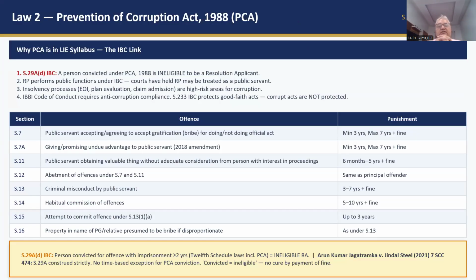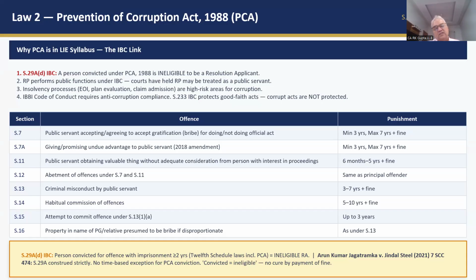Prevention of Corruption Act, 1988. Section 7 talks of public servants. In the Prevention of Corruption Act, normally they will ask you the penalty provisions. So Section 7 talks of a public servant who is accepting or agreeing to accept gratification or bribe for doing or not doing any official act.